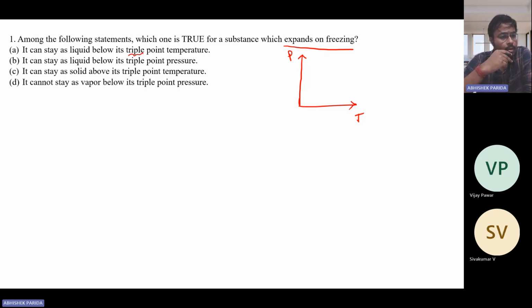Are you solving? Vijay? Yes, sir. Yeah, give it a try. If you could draw the P versus T diagram, then you can solve this question. It's very simple. Okay, sir.